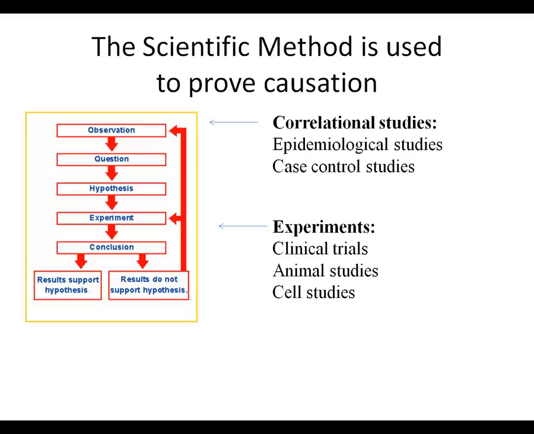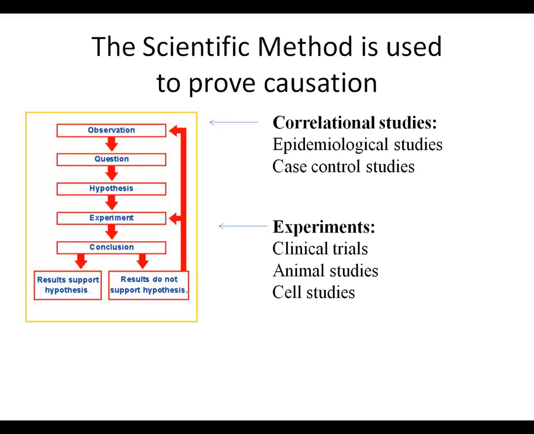Here's my hypothesis. Maybe the vitamin E is protecting them. Maybe that's why this correlation is there. So then what you would do is put together an experiment to actually test it. And the experiments that test the observations that you get from correlational studies are clinical trials.